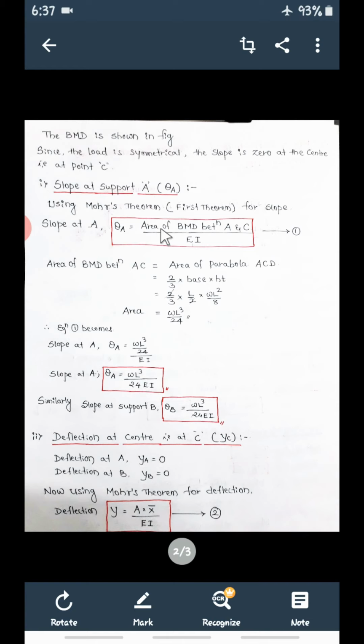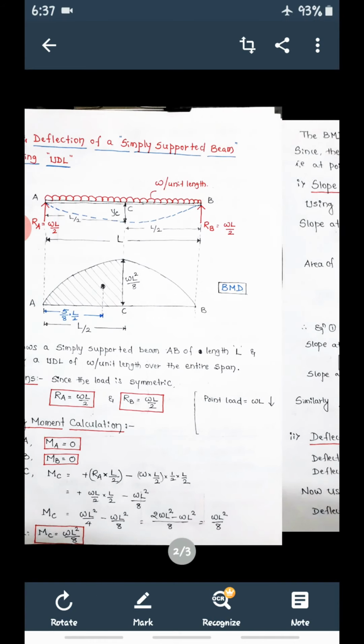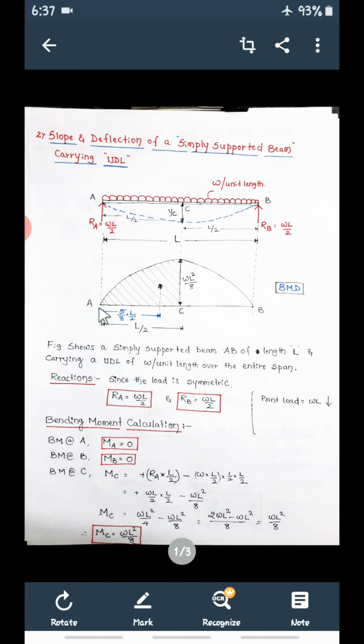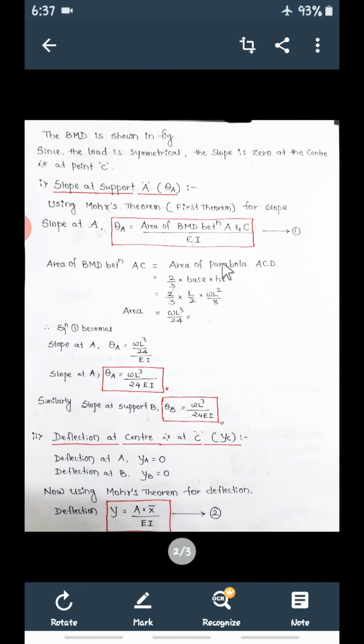Now first find this area of the bending moment diagram between A and C, which is nothing but the area of the parabola. See this is parabolic. Area of parabola ACD. Mark this as ACD. So this portion, area of parabola shape ACD. What is the area of a parabola? Area of a triangle we know is half base into height, but the area of a parabola is 2 by 3 base into height. Remember this. If you get a parabolic shape, the area will be 2 by 3 base into height.